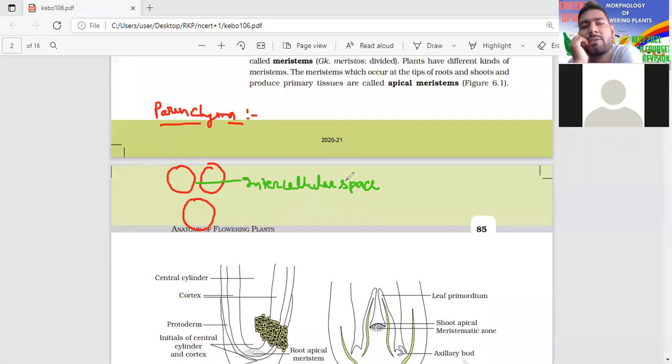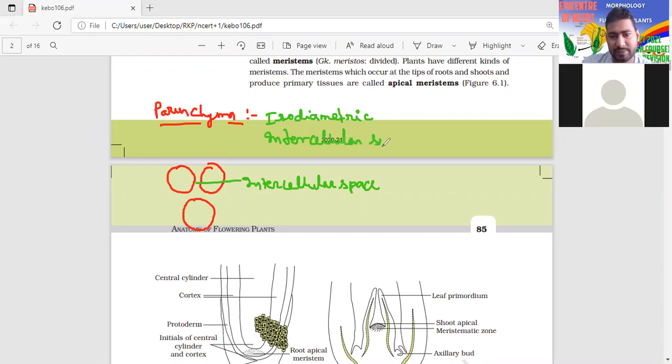The characteristic of parenchyma cells is that they have an isodiametric shape. You can write here point number one: the shape of parenchyma cells is isodiametric. Another, intercellular space is present.